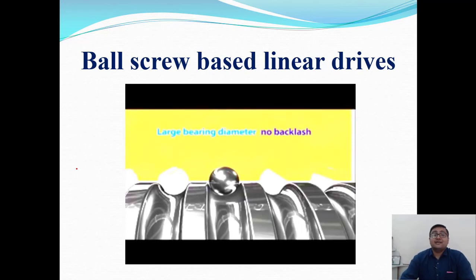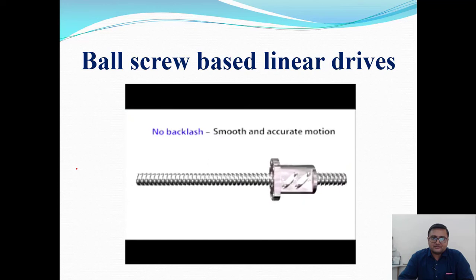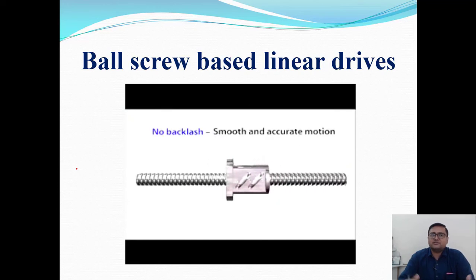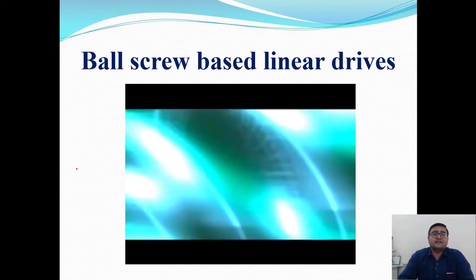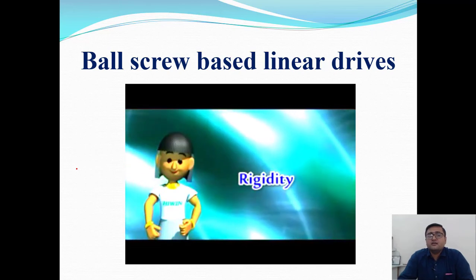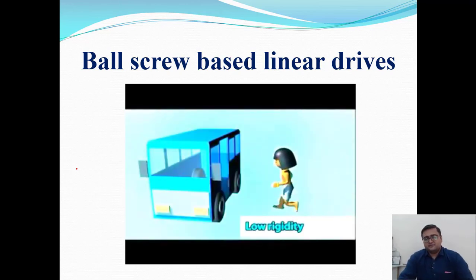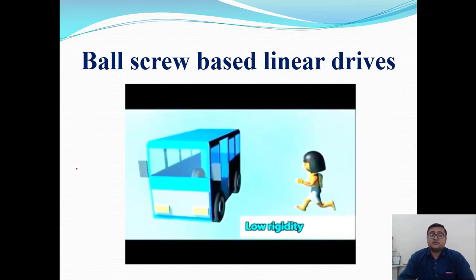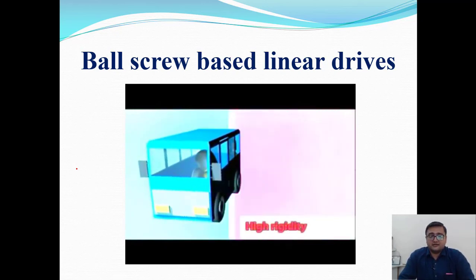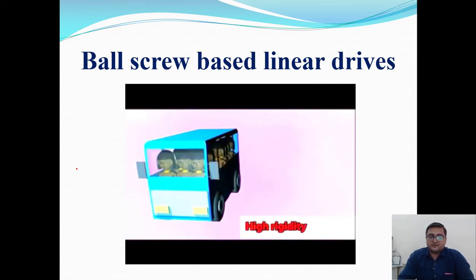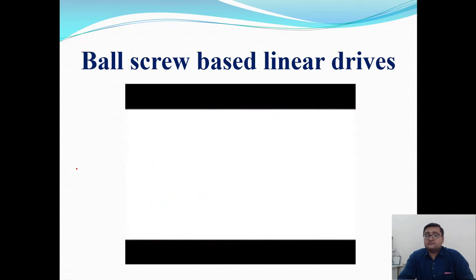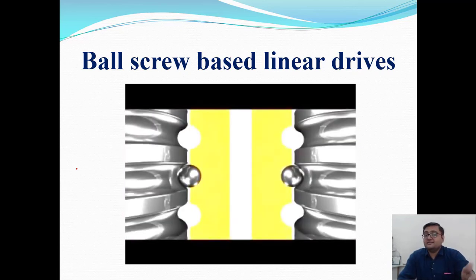Now what will happen if the diameter of the ball is higher than the thickness of the thread? So that will generate a preloading condition. Now what do you mean by preloading? It will increase the wear and tear, which is not desirable again. But high rigidity, which you can also see, is an advantage if we provide the preloading condition.